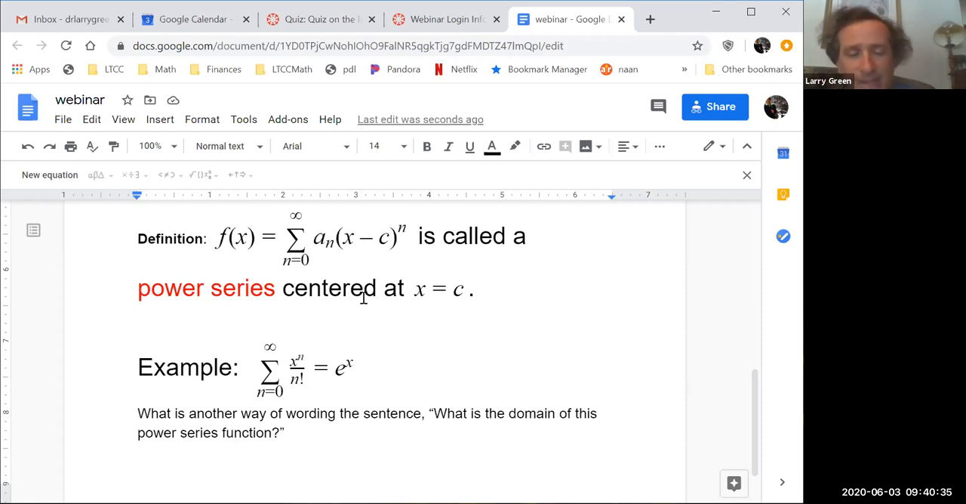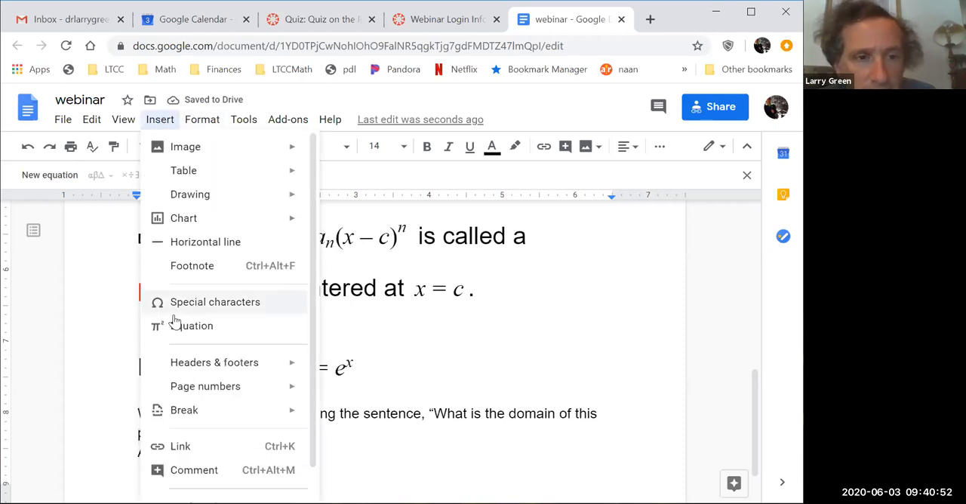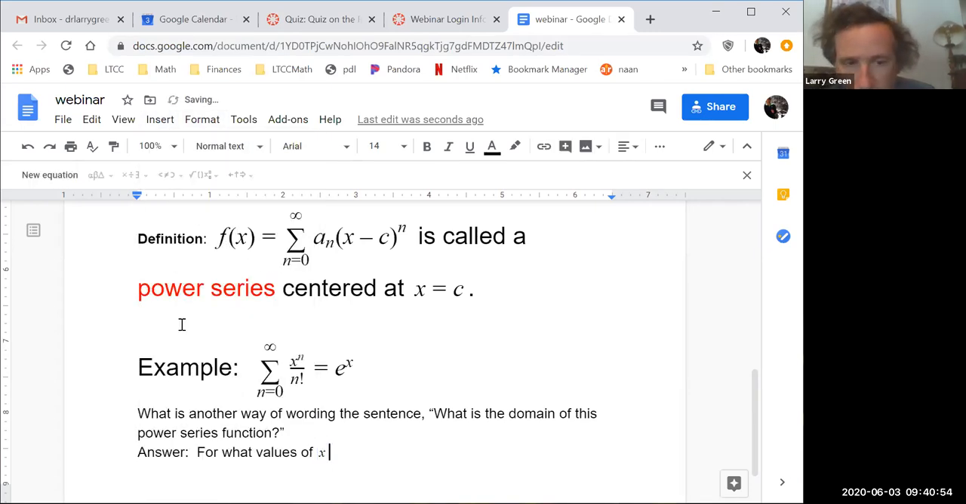If you can't think about it, let me explain. The answer is: for what values of x does the series converge? Any questions on that?